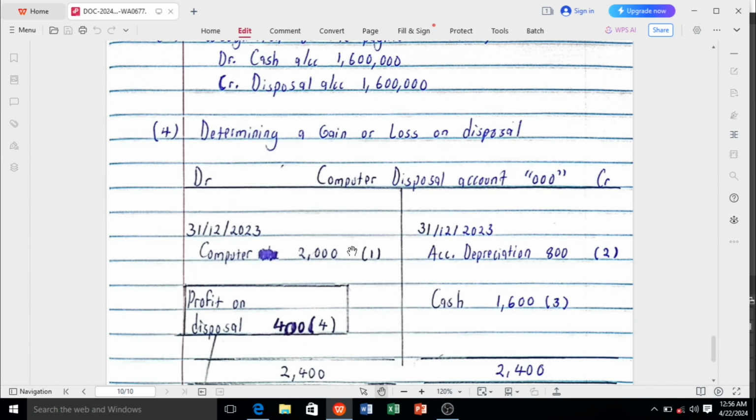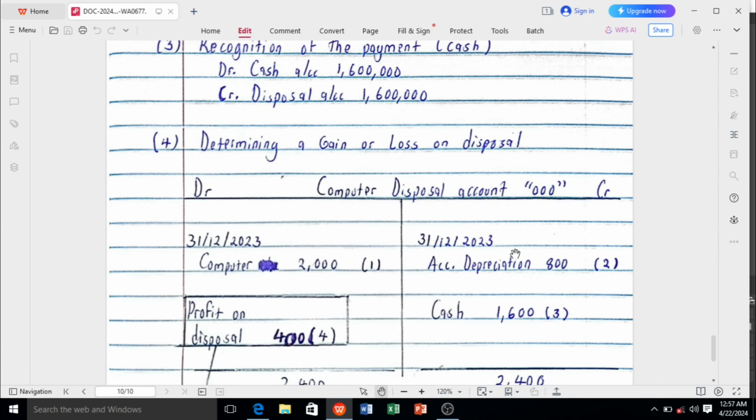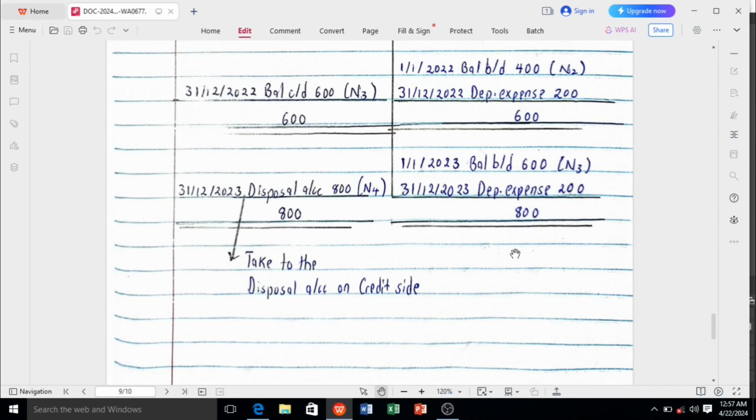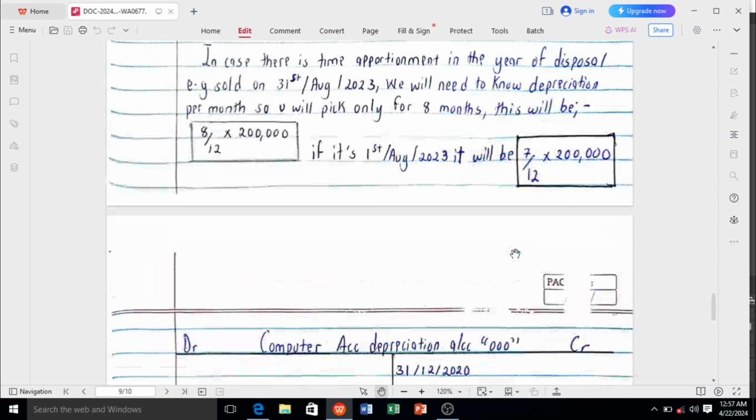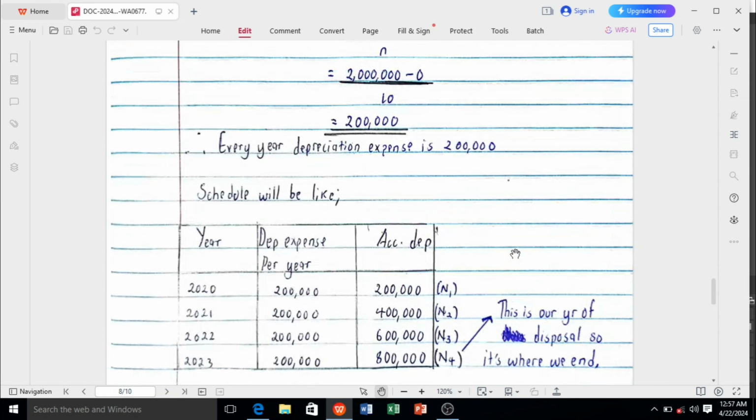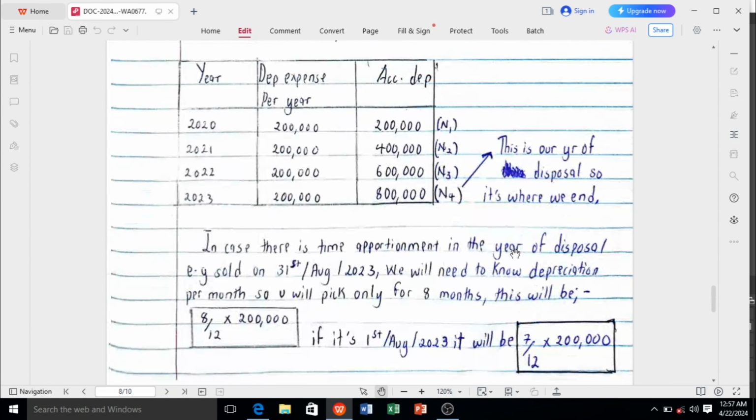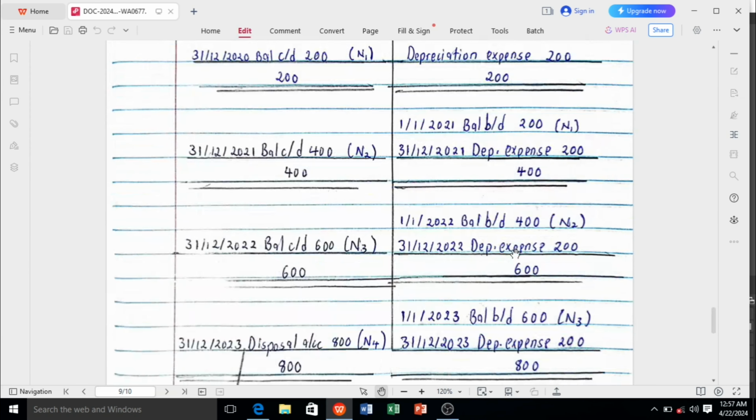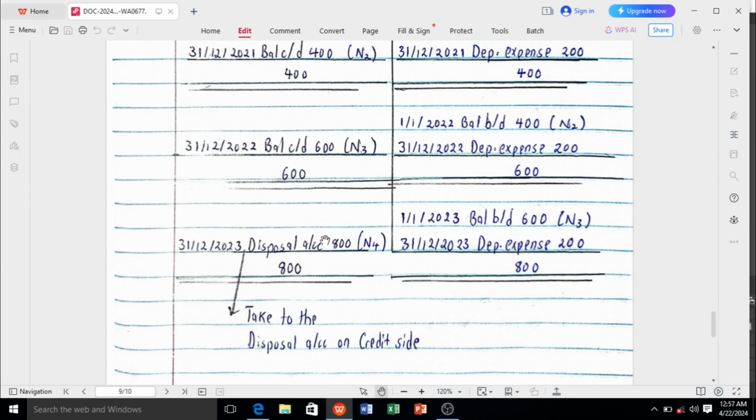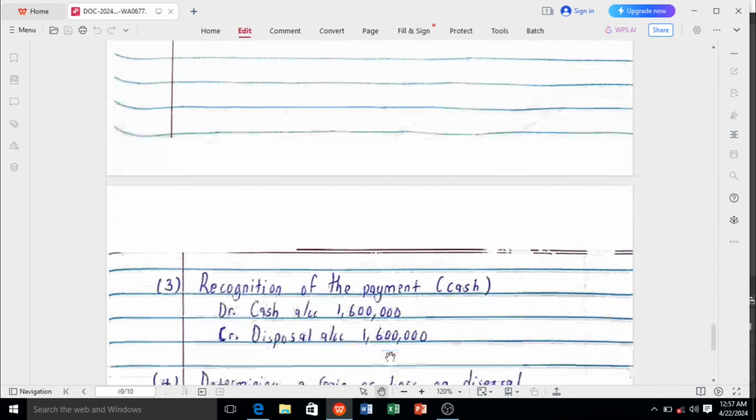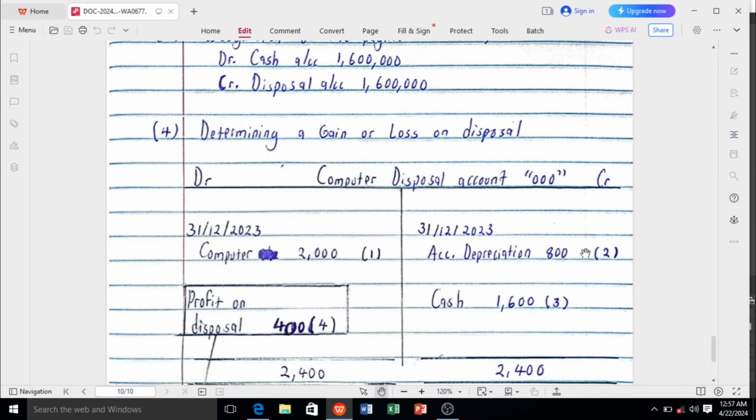So this is step number 1. Step number 2, I cater for accumulated depreciation, which happened on 31st still December 2023. I showed you here, which is this number 2. Transfer the accumulated depreciation of that asset, and I showed you how you get it. Then you close it off and take it to the disposal account on the credit side, which is going to be this.